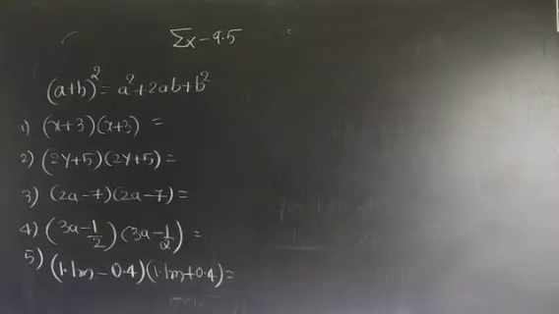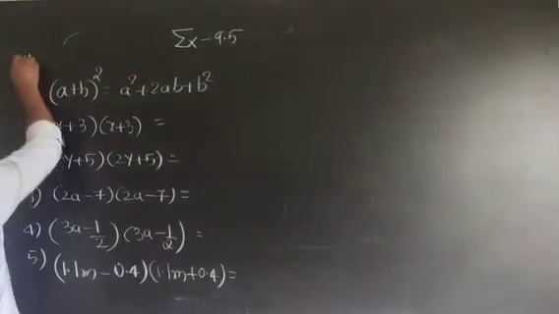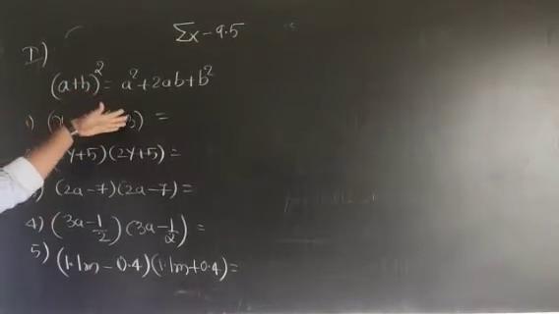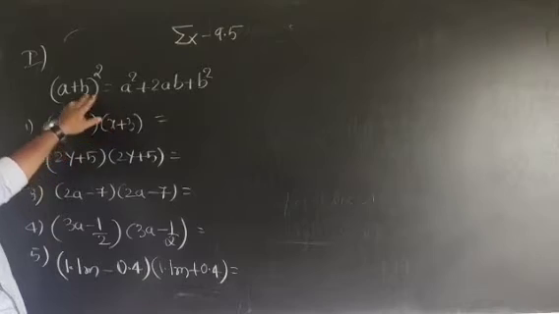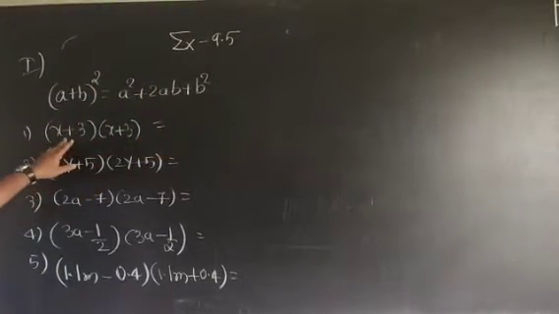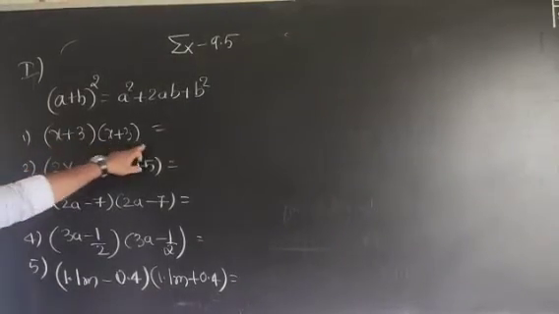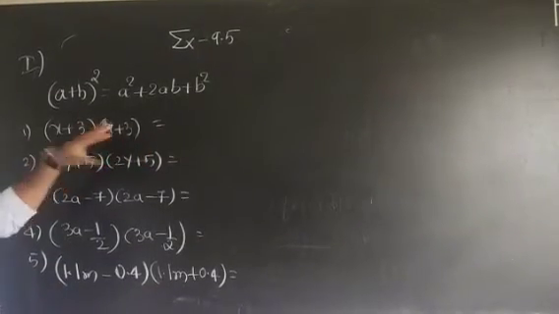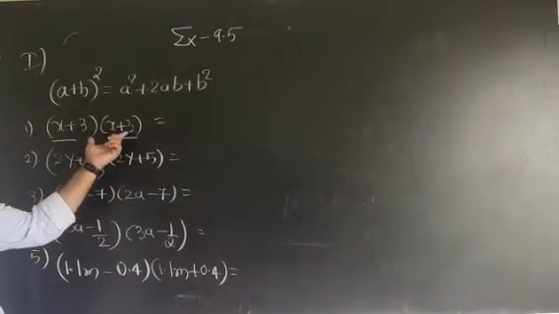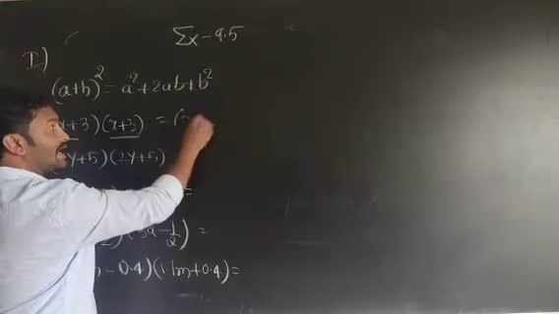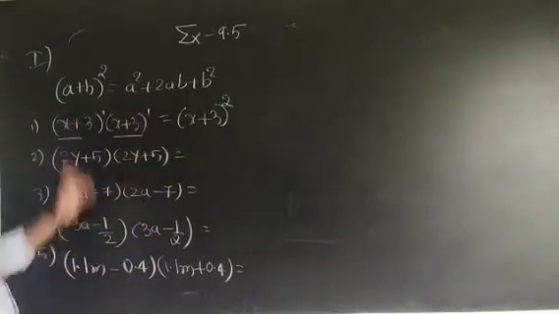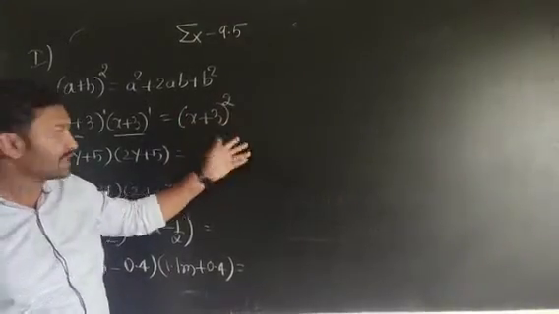Okay, here is the first main. All the 9.5 first main problems are based on identities only. Okay, first problem, (x plus 3) into (x plus 3). How many (x plus 3) are there? Two are there. Same binomials are there, right? I'll write this one as (x plus 3) whole square.